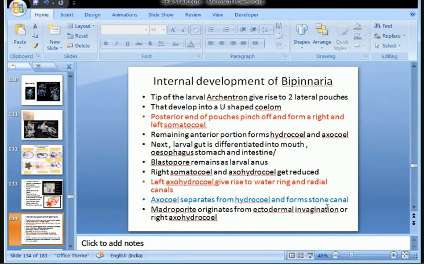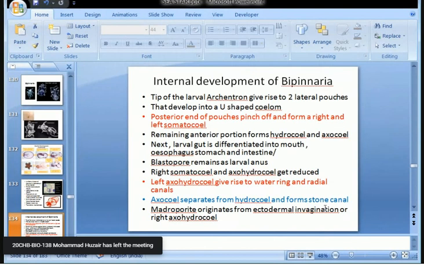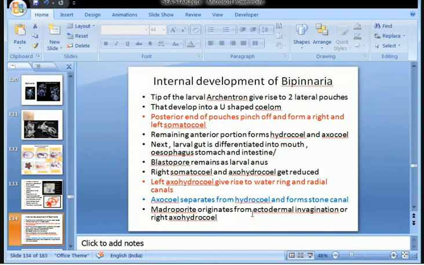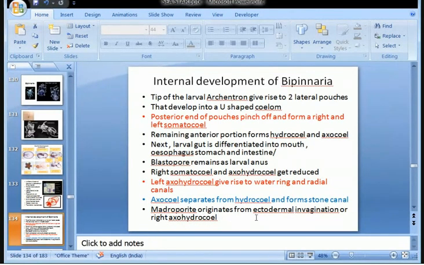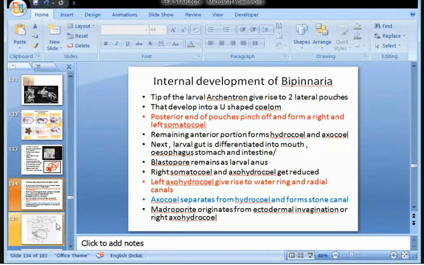If you remember, the stone canal is that canal that leads from that filter plate, that is the madreporite, and leads to the ring canal. Okay? So exocele separates from hydrocele and forms the stone canal. The madreporite, which is the entry and exit point for water, originates from the ectodermal invagination of the right exohydrocele. So these embryonic structures give rise to various organs.